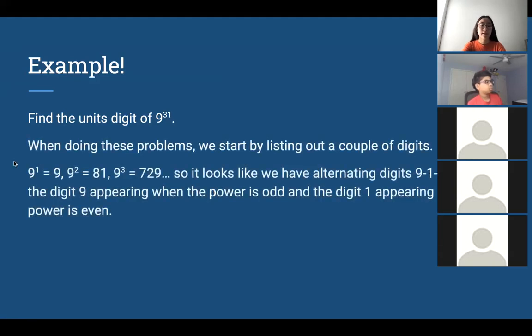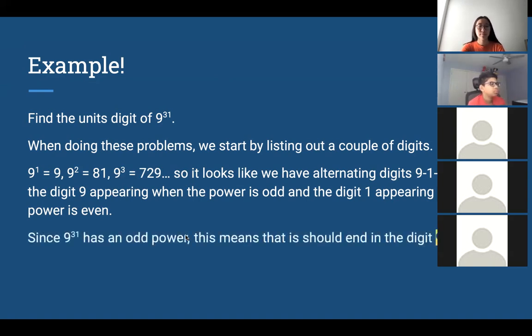So we're going to list it out. 9 to the first power equals 9. 9 to the second power equals 81. 9 to the third power equals 729. So our pattern looks like it alternates between 9, 1, 9, 1 forever. So 9 appears when the power is odd, and 1 appears when the power is even. And since 9 to the 31st has an odd power, this means that it should end in the digit 9.